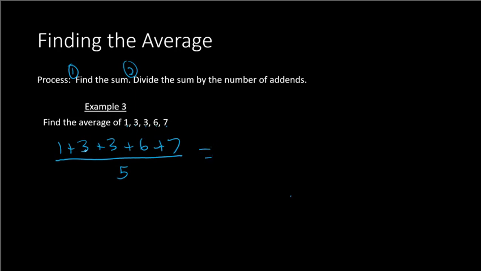So we work through this. 1 plus 3 is 4. 4 plus 3 is 7. 7 plus 6 is 13. 13 plus 7 is 20. So we have 20 divided by 5. And 20 divided by 5 is equal to 4. So the average of those numbers, 1, 3, 3, 6, and 7, is 4. And again, this average, this number that we found, is kind of like the number in the middle. So it's the average or the middle number of all 5 of these numbers.